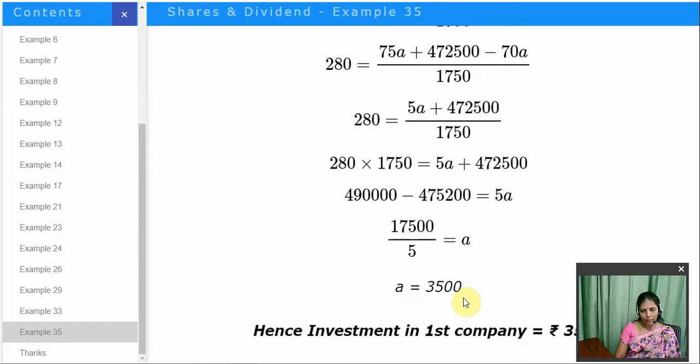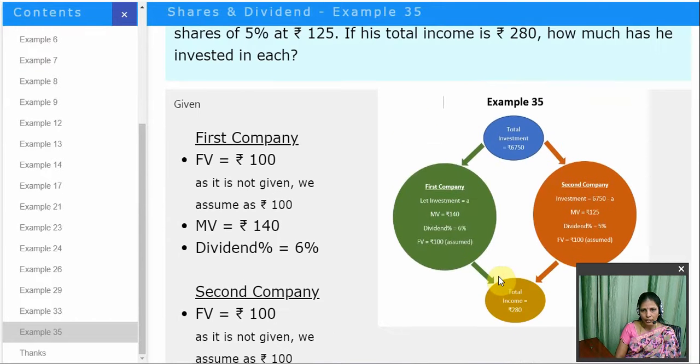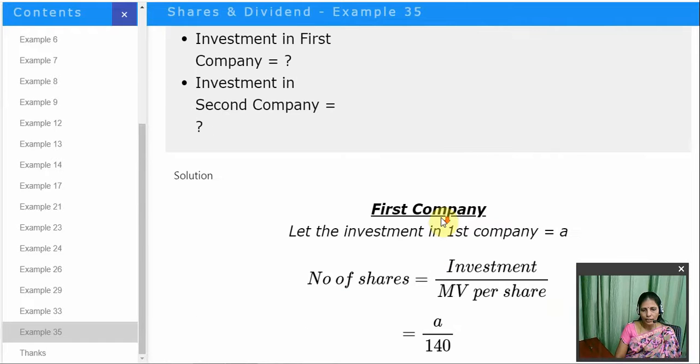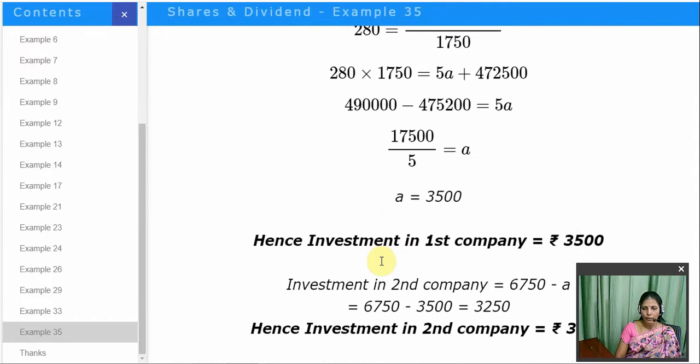So what is A? We have assumed A is the investment in the first company. Let's go back to the question. Here, let the investment be equal to A. Even in the solution part we have assumed: let the investment in the first company be equal to A. We found A is equal to 3,500. So how much did he invest in the first company? He invested 3,500 rupees in the first company.